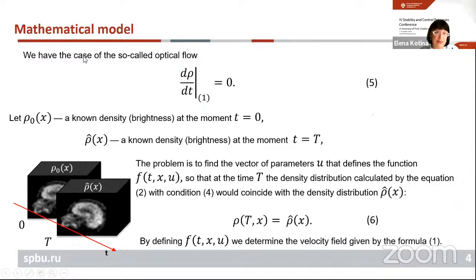And we have the case of the so-called optical flow. Let rho 0 be a given density at the moment 0, and rho hat a known density at the moment t. The problem is to find the vector of parameters u that defines the function f so that at the time t, the density distribution calculated by equation 2 with condition 4 would coincide with the density distribution rho hat.